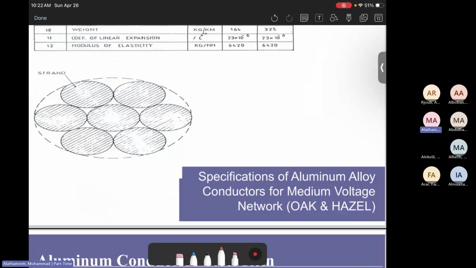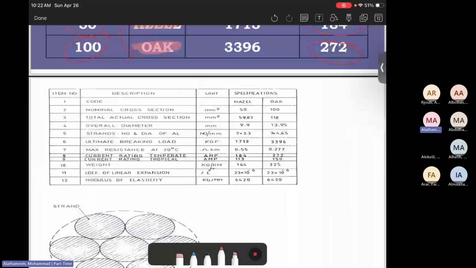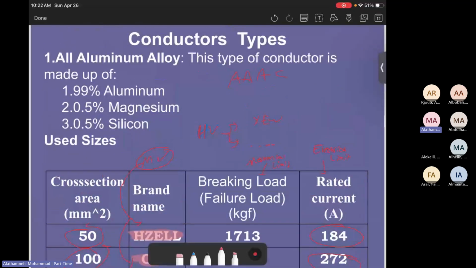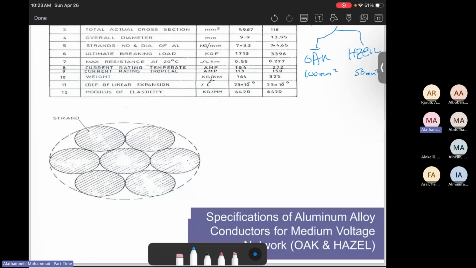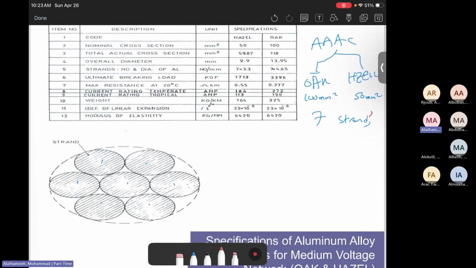This is how oak and hazel look from all aluminum alloy conductor. Again, when we talk about all aluminum alloy conductor, it can be either oak or hazel. Hazel is 50 millimeter square, oak is 100 millimeter square. Again, it's called all aluminum alloy conductor. You will see here 1, 2, 3, 4, 5, 6, 7, made of 7 strands. That's what you need to remember, 7 strands, both oak and hazel.